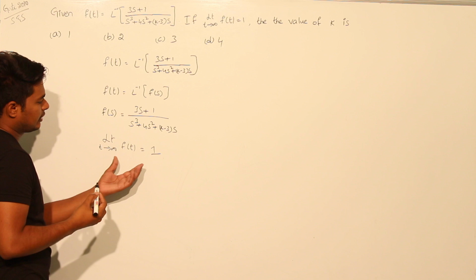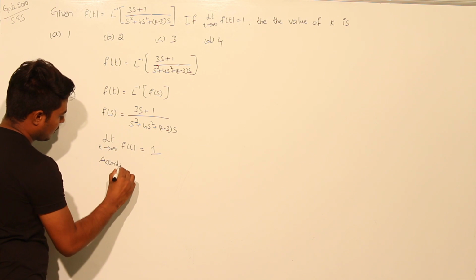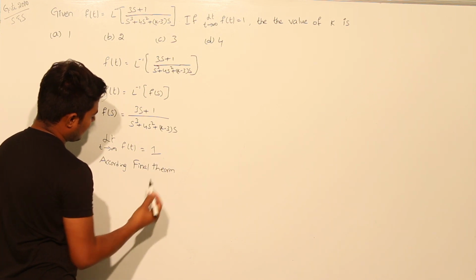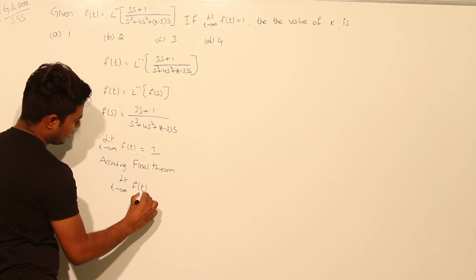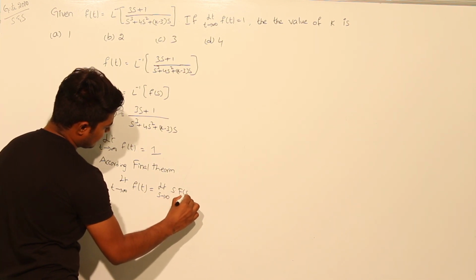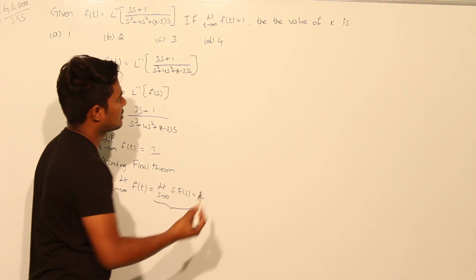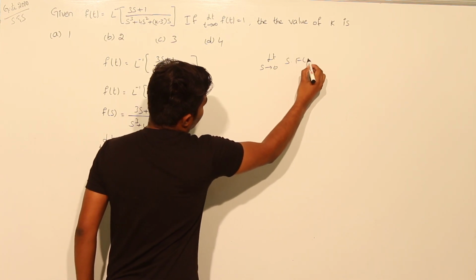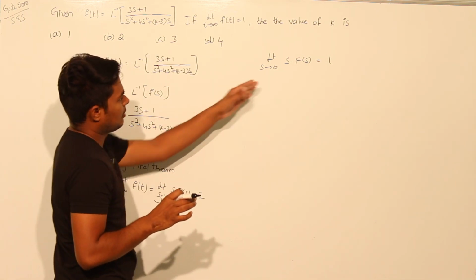According to the final value theorem, this should be equal to limit s tends to 0 of s into F of s. So what the final value theorem states is: limit t tends to infinity f of t is equal to limit s tends to 0 of s into F of s, which is equal to 1. Now go for this. Limit s tends to 0 of s into F of s is equal to 1. So we have got the F of s value, so multiply with s and put it in the limits.